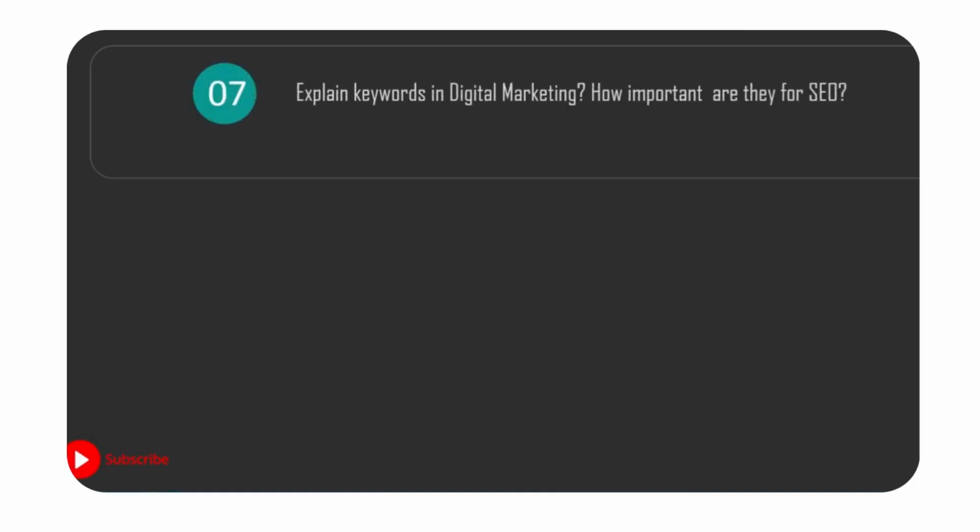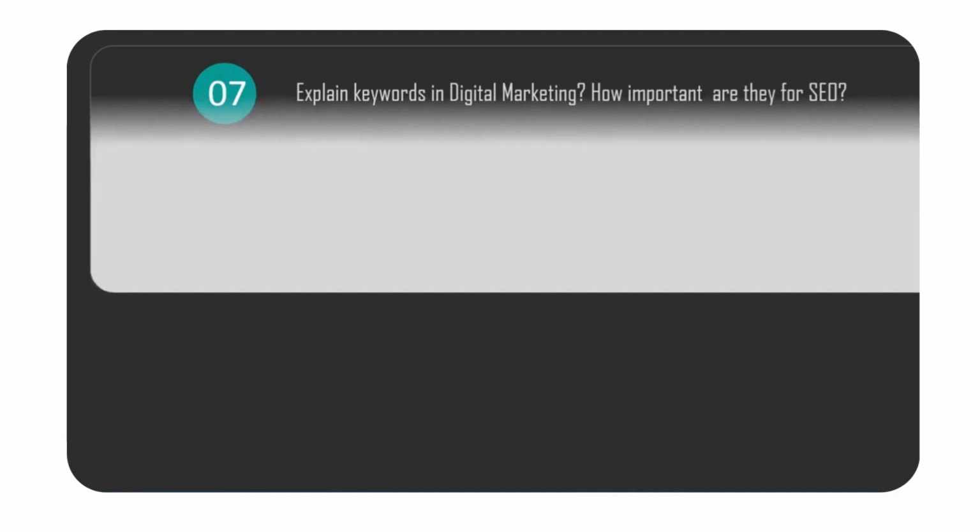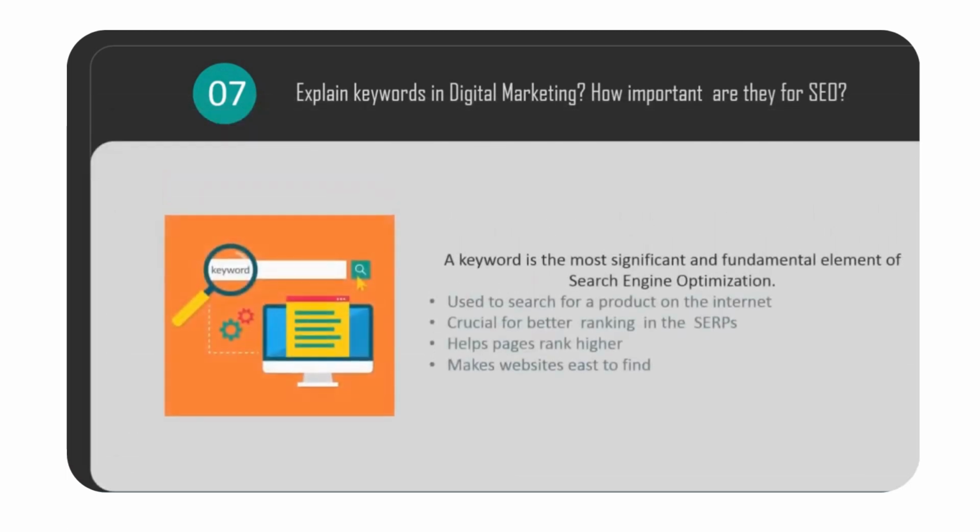Moving on, the next question is, explain keywords in digital marketing and how is it important for SEO? A keyword is the most significant and fundamental element of search engine optimization. Keywords are considered the core of all your SEO efforts. They are crucial for better rankings in the search engine result pages or SERP. It is really important to make your website SEO optimized for keywords that are relevant to your business. This would help your website's page rank higher in the search engine result pages, which will eventually make customers or viewers find your website very easily.